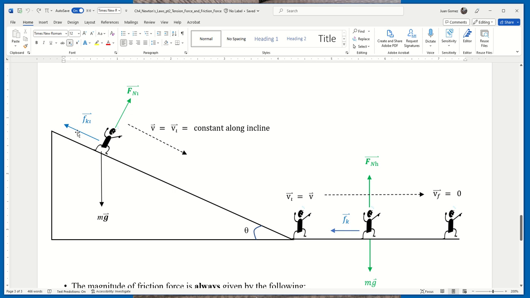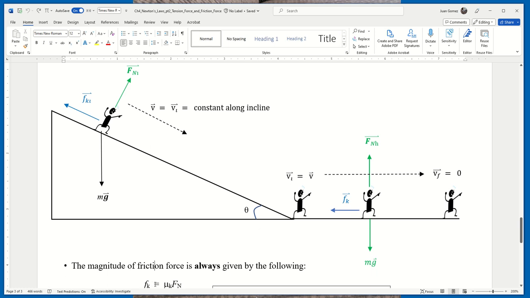Notice that blue Fk vector is clearly drawn parallel to the incline. But why? Because he's moving down the incline, the friction force will be exactly 180 degrees opposite to it. So Fk is directed up the incline. Now when he gets to the horizontal, he's still moving. Again, this dotted arrow indicates that this guy is moving.